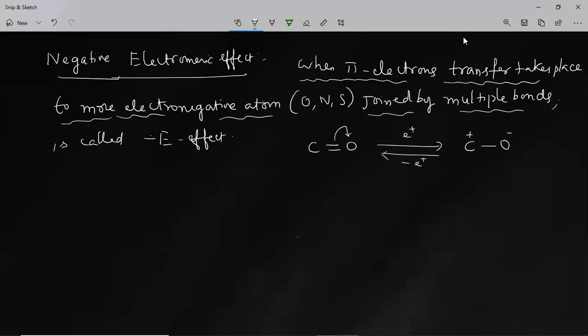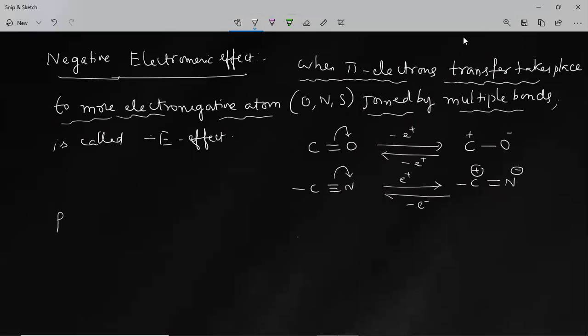Similarly, a carbon-nitrogen triple bond is present in some organic functional groups. In that, the pi electrons shift towards the nitrogen and a double bond will be formed. Nitrogen will become negative, carbon will become positive. When we remove the electrophile in the reverse reaction, we will definitely get the CN functional group back. So removal is possible, as it is a temporary effect.